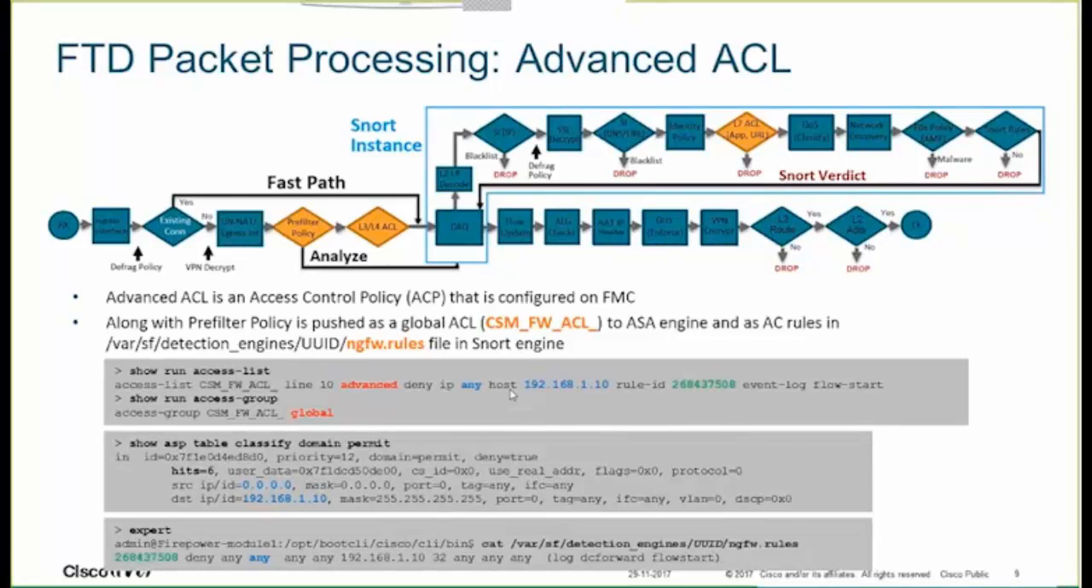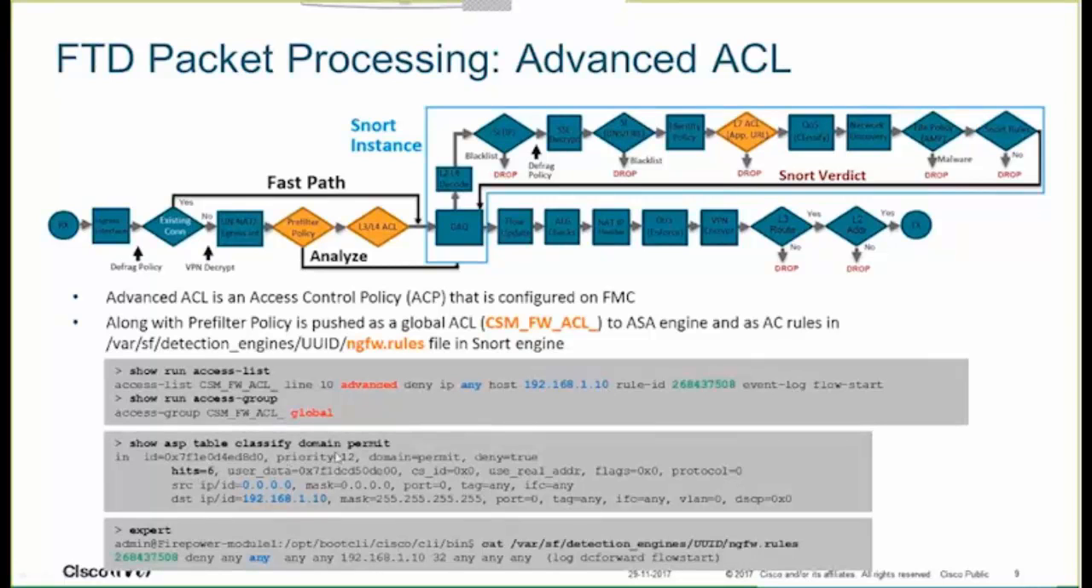Keep in mind that in FTD platforms, we only support global ACLs. We do not support interface-level ACLs anymore. On these platforms, we now call these ACLs advanced ACLs, which are not the same as what we used to configure on ASA platforms. The show asp table classify domain permit command gives you the ASP table information of that access list. As you can notice, the access list here is set to deny any traffic from any source to the destination 192.168.1.10.